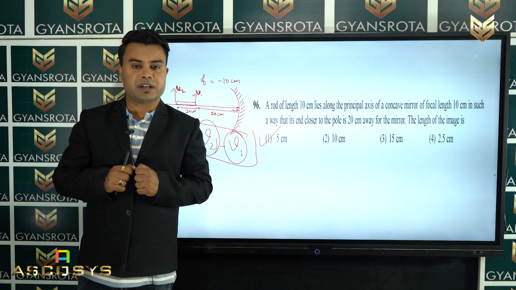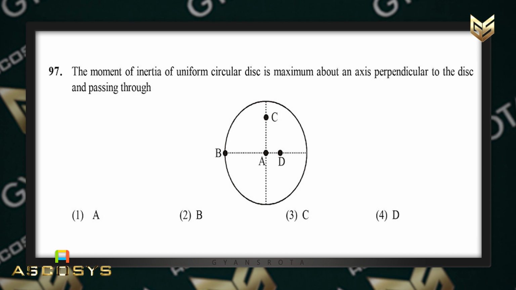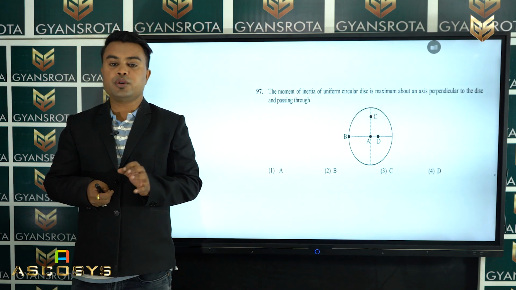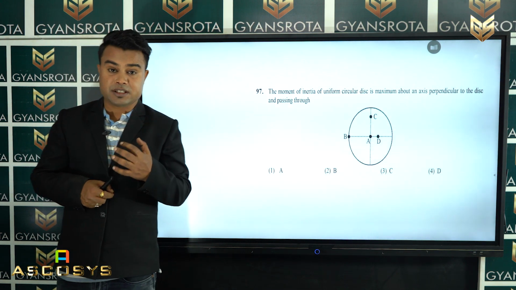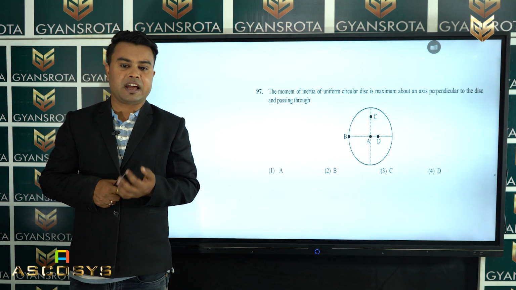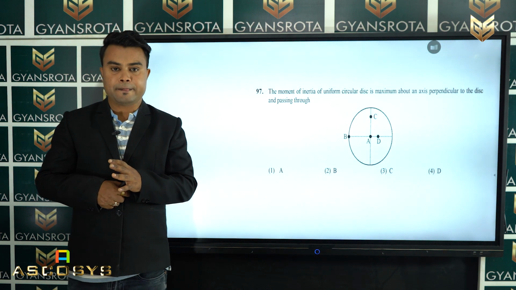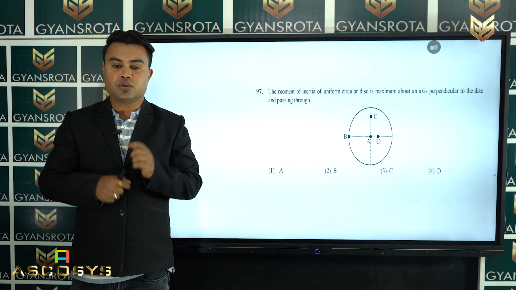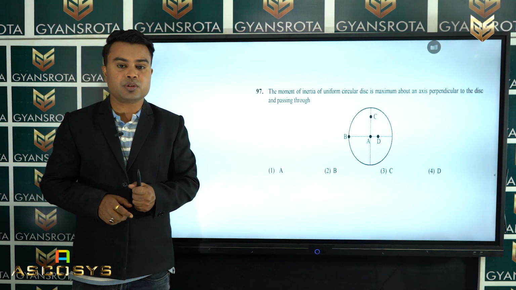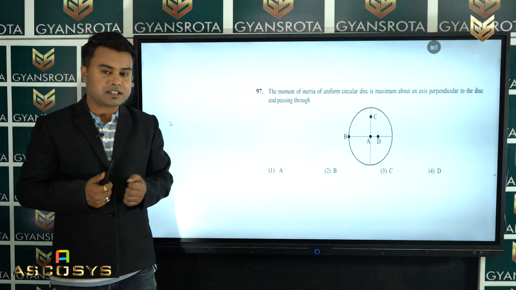Now, let us move to the next question, question number 97. The moment of inertia of a uniform circular disc is maximum about an axis perpendicular to the disc and passing through which point? Where will the moment of inertia be maximum for a uniform circular disc, the disc which is drawn on the screen, as you can see. Now, you need to check which one has the highest radius. A is at the origin, D has some radius, C has some radius, but if you look at B, it has the highest radius compared to the others. So the length, or I can say the radius from the origin to B is more compared to the others. So the right answer for this question is option number 2, that is B. And this question came from the chapter system of rotational bodies of class 11.